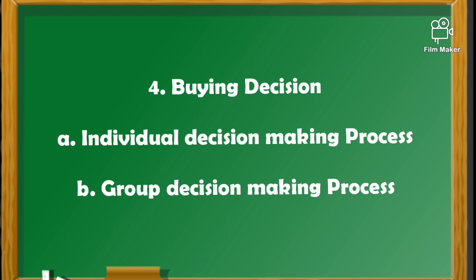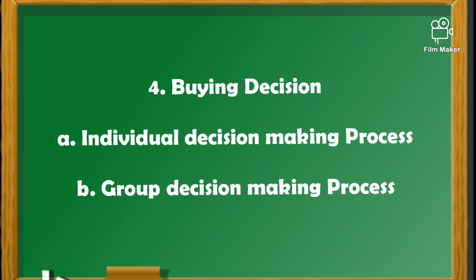The next factor is buying decisions. Under buying decisions, we have two types of decision making process. Either the company owner makes an individual decision, what product shall I buy or what raw material shall I buy to prepare the final product, or he will take into consideration all the group of people. These are the two types of buying decision process. Based on this also, your buying behavior counts.